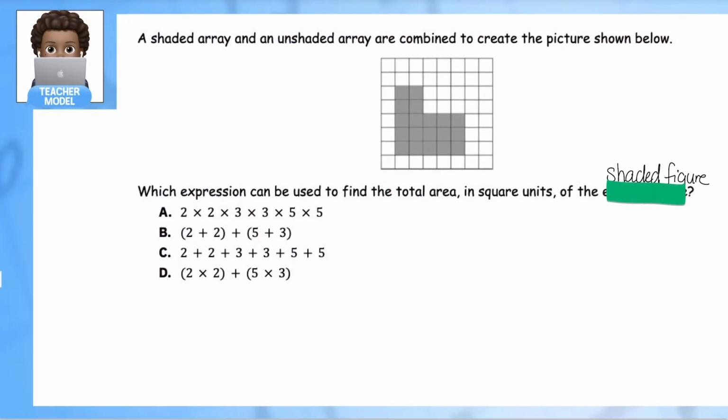A shaded array and an unshaded array are combined to create the picture below. Which expression can be used to find the total area in square units of the shaded figure? So I'm looking only at this irregular figure right here. How can I find the area?